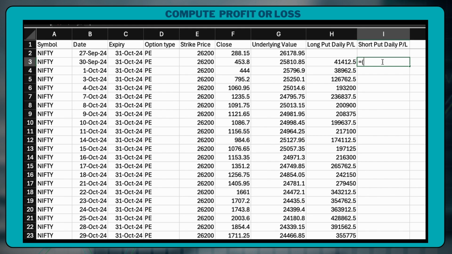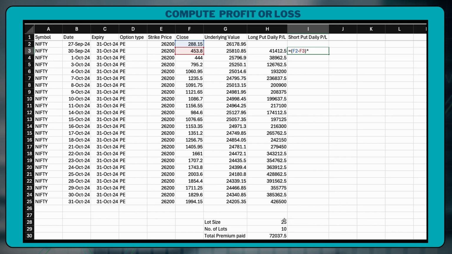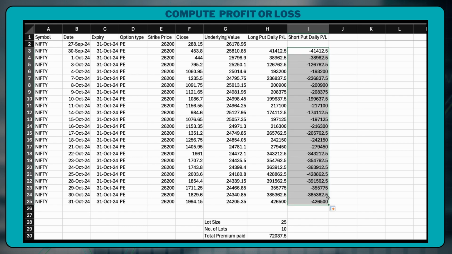In this case, the process is the reverse of what you do for a long put. The formula is entry day's premium minus the current day's premium multiplied by the lot size into number of lots. For instance, using the values provided, 288.15 minus 443.8 into 25 into 10 gives us a loss of 41,412.5. Ensure that you log the entry premium, lot size and the number of lots before dragging the formula across the cells.